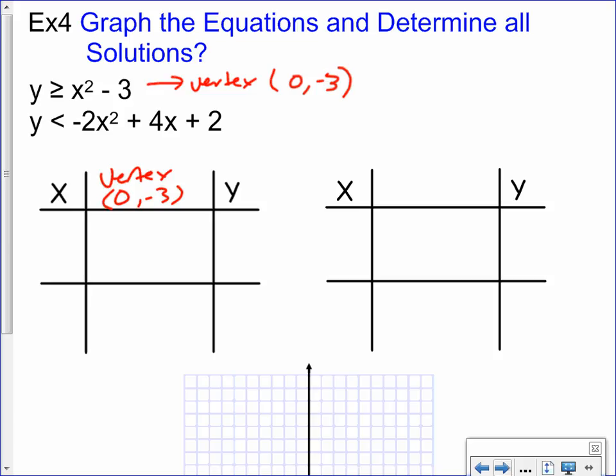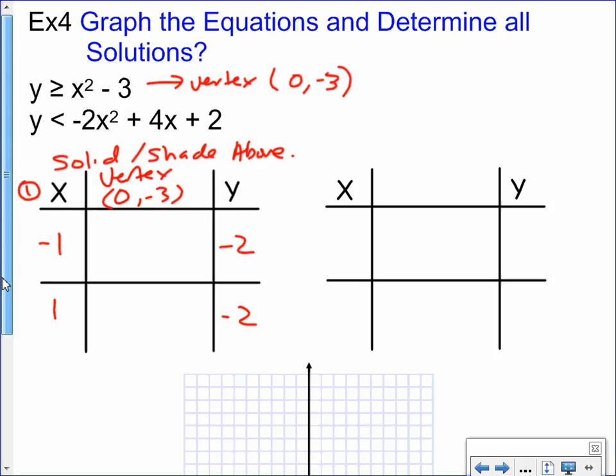The points are -1, -2 and 1, -2. Now, because this is greater than or equal to, will this be solid or dashed? Solid. Right, this one will be solid, and then shade above. Yeah, above. Okay, so solid and then shade above.